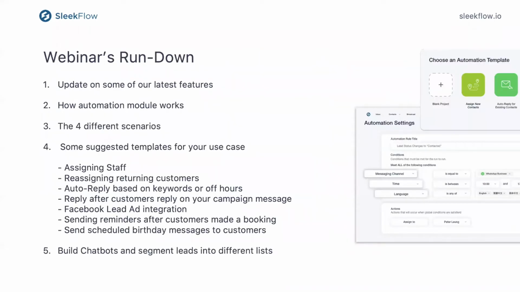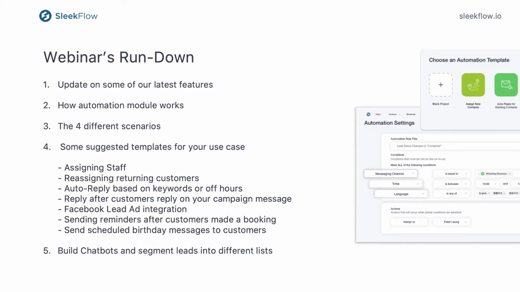Today's rundown actually breaks down into 5 parts. First of all, we'll update our users with some of our latest features, and then we'll talk about how automation works and how it can help you to, for example, send off business hours replies, send reminders, or even schedule promotions to your customers. And we'll break down different scenarios that you can use and provide some templates that you can use directly for automations.